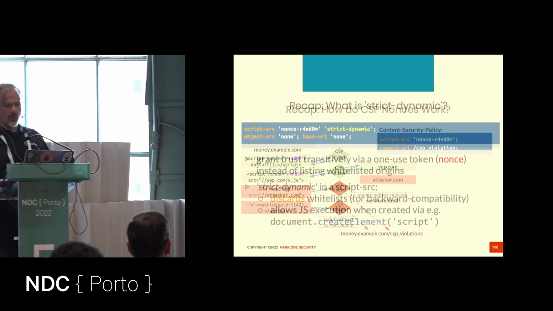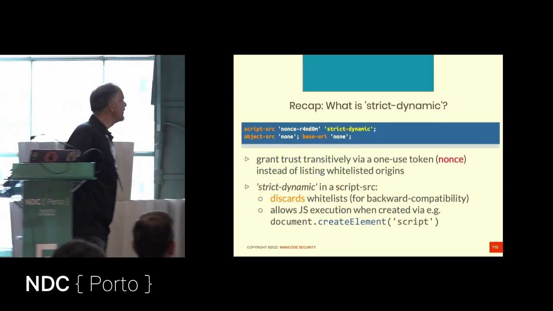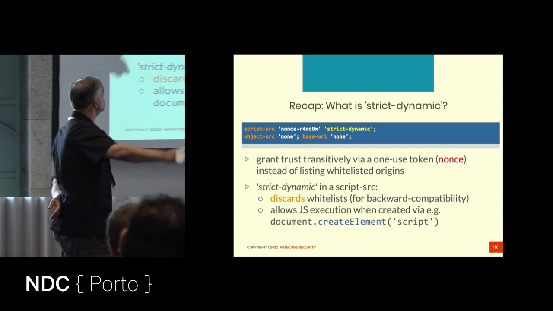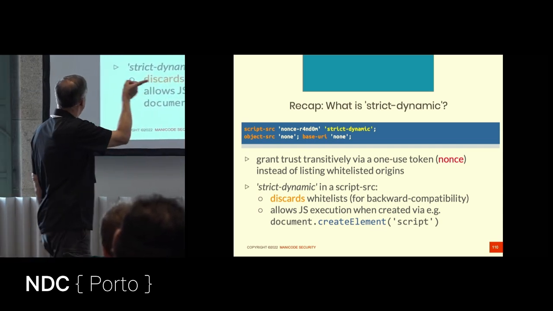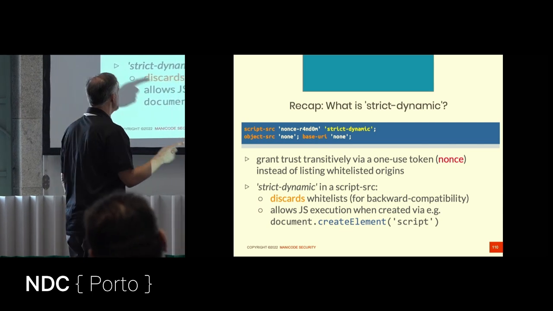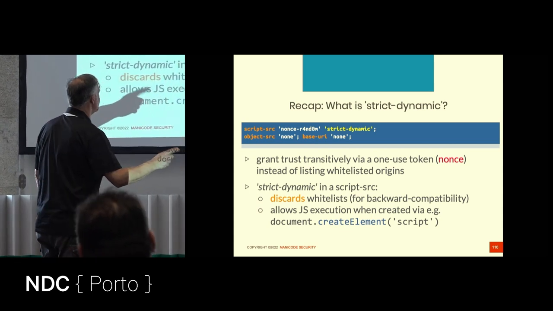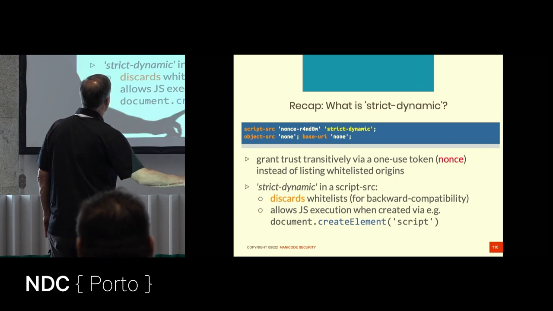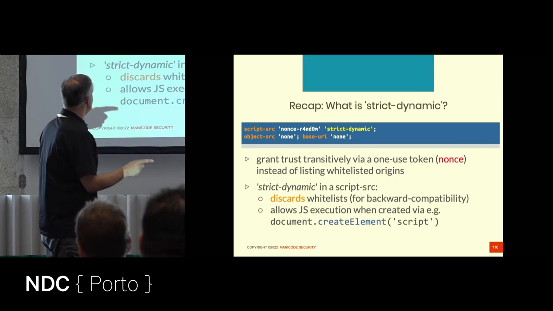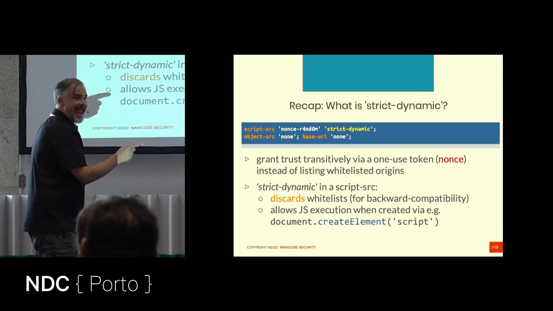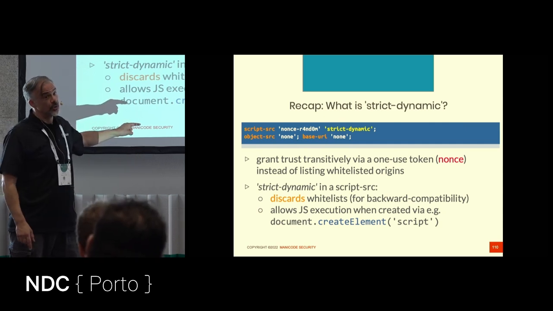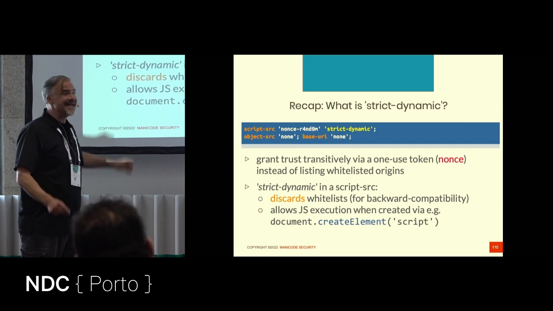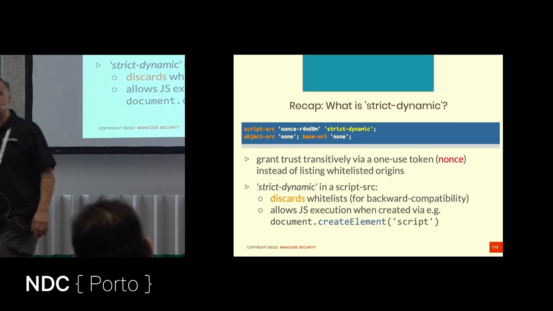So in the world of Content Security Policy 3, we have strict-dynamic. Strict-dynamic in a script-src block will allow JavaScript execution via document.createElement. So what that means is, if your library is adding dependencies programmatically, this is what you should do. This is the only proper way to add a dependency to a library.